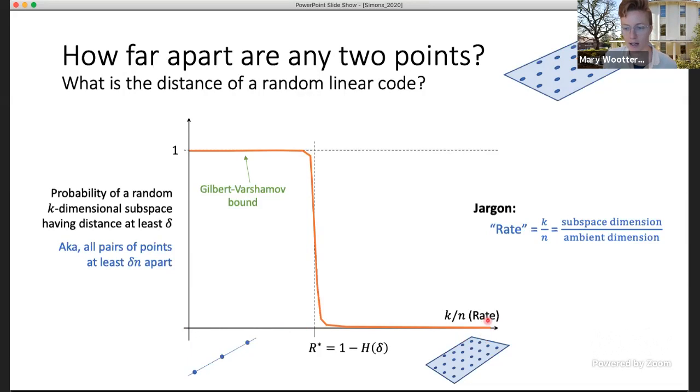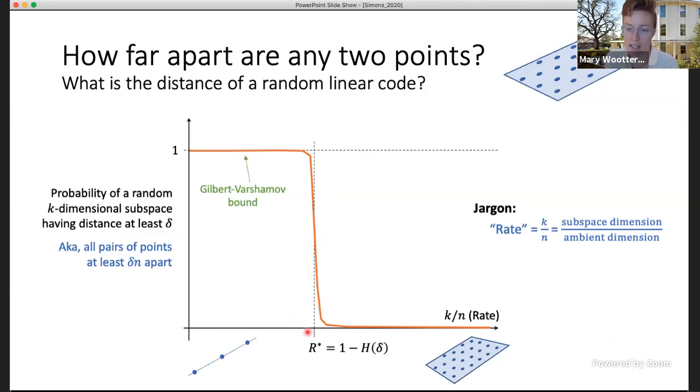So up here, I have the full dimensional subspace, the whole thing, all of F to the n. And down here, I just have the trivial subspace, just 0. And on the y-axis, I have the probability that a random k-dimensional subspace satisfies the property I'm interested in, in this case, that it has distance at least delta, aka all pairs of points are at least delta n apart.